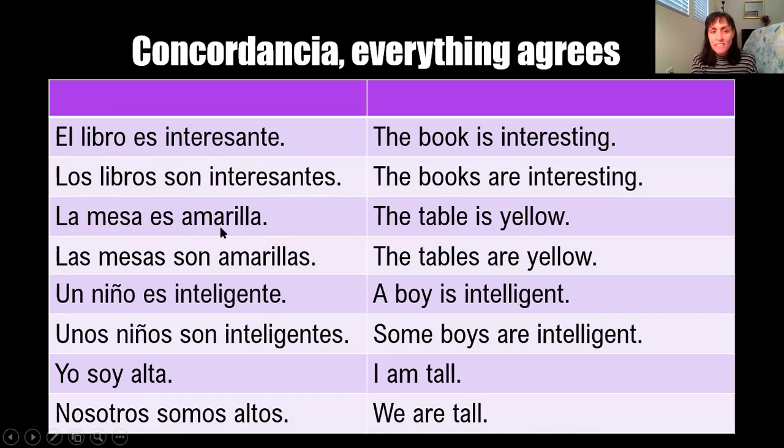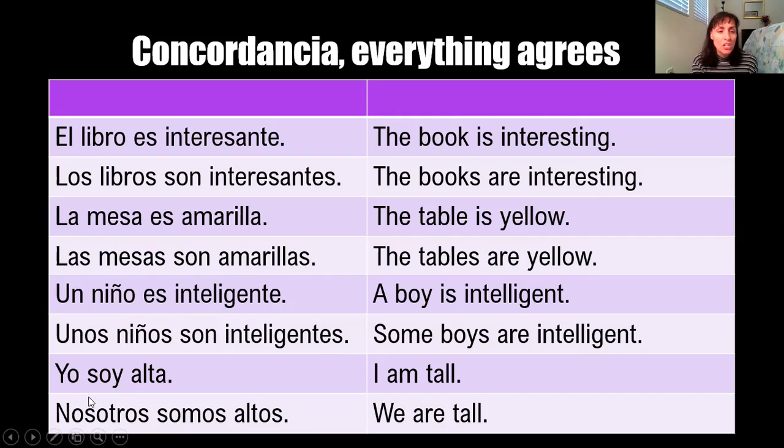La mesa es amarilla, the table is yellow. It's all feminine, all singular. We want to make it plural. La goes to las, mesa goes to mesas, es goes to son. Instead of it is, they are. Amarilla becomes amarillas. Las mesas son amarillas. Un niño es inteligente, singular. Unos niños son inteligentes, plural.